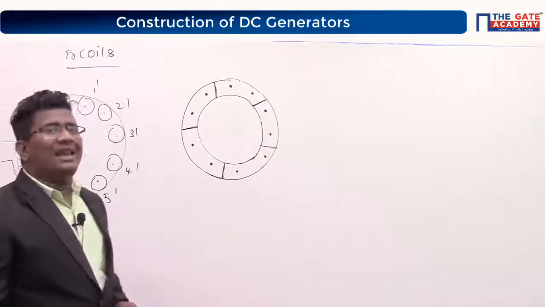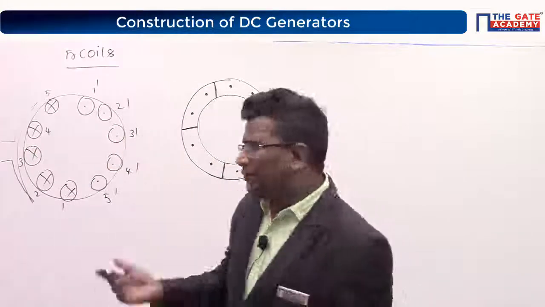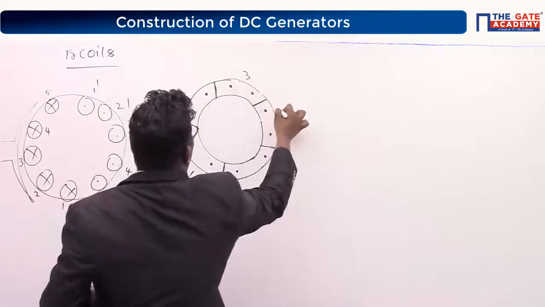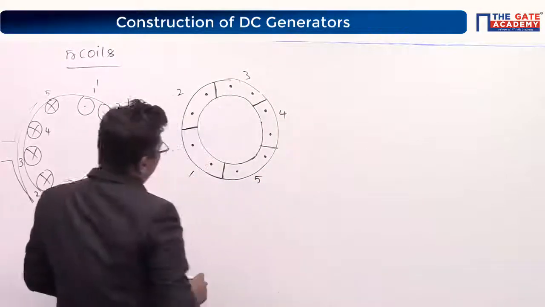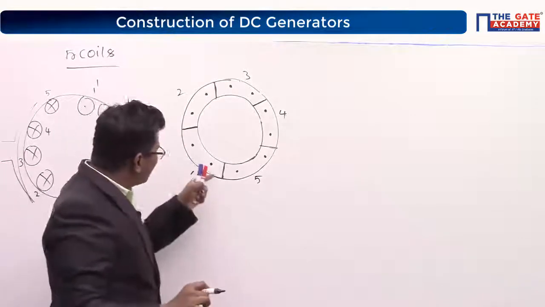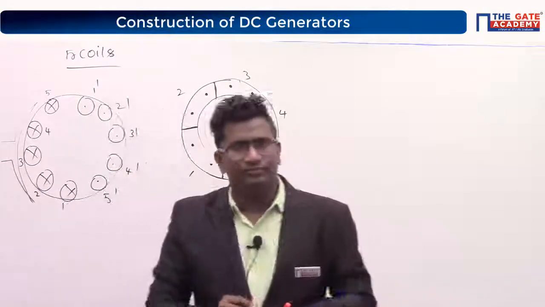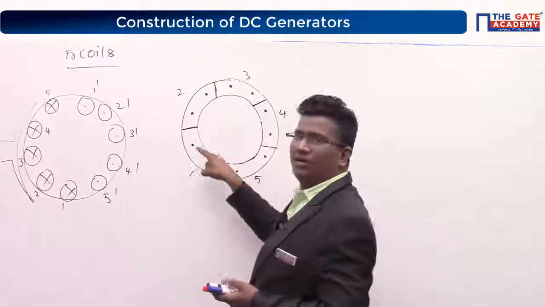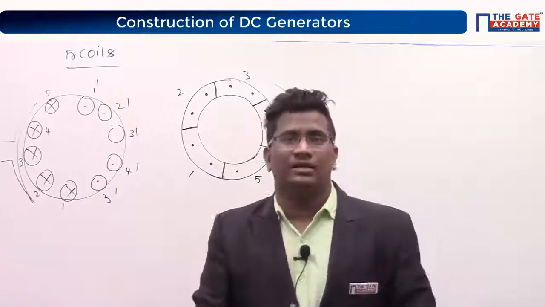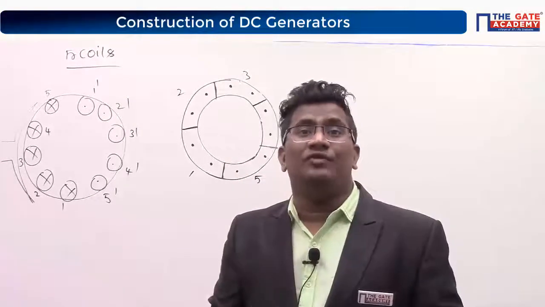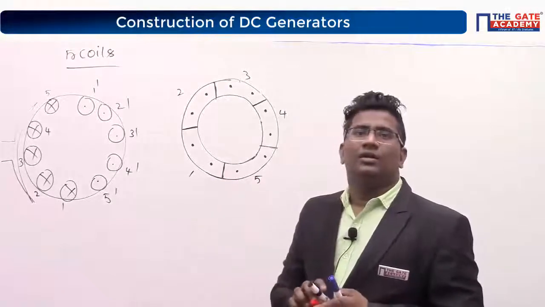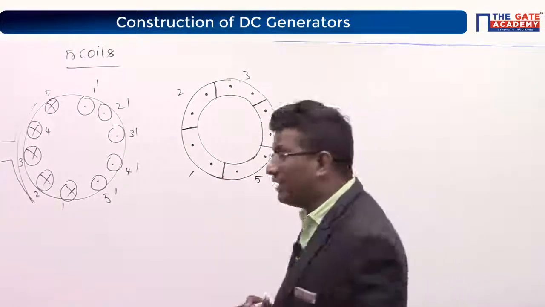Now concentrate, everybody. Tell me, can I connect to 1 or 1 dash? Let me say this is segment number 1, segment number 2, segment number 3, segment number 4, segment number 5. Okay? Can I connect 1 dash within the same segment? No. Why should we not connect? You have to say the reason. Why should we not connect? Yes, very good. Short circuit.